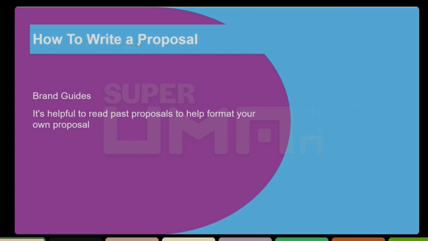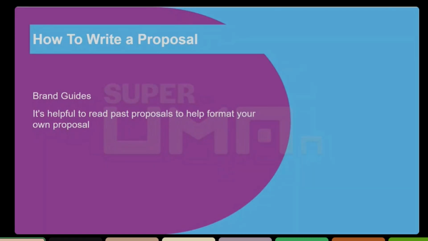So, how to write a proposal. When you're writing a proposal, we should consider the brand guides. Like I said, once you have knowledge of what the SuperUMAN DAO is about, you should consider the color, the font; there are so many things you should consider. You should understand the mission of the SuperUMAN DAO, and you should understand the brand itself. It's also helpful to read past proposals to help format your own proposal.